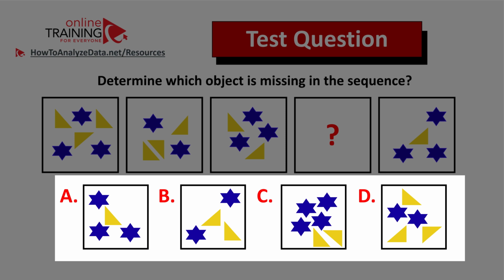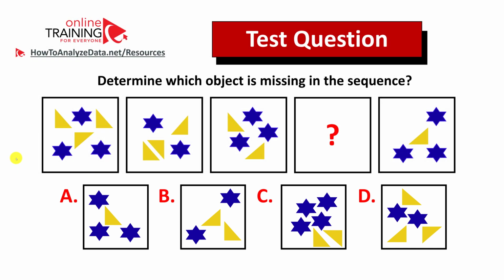Choices A, B, C, and D. Each object contains triangles as well as stars. Do you recognize the pattern? Do you see the answer? Give yourself 10 to 15 seconds, maybe pause this video to see if you can come up with the solution on your own.